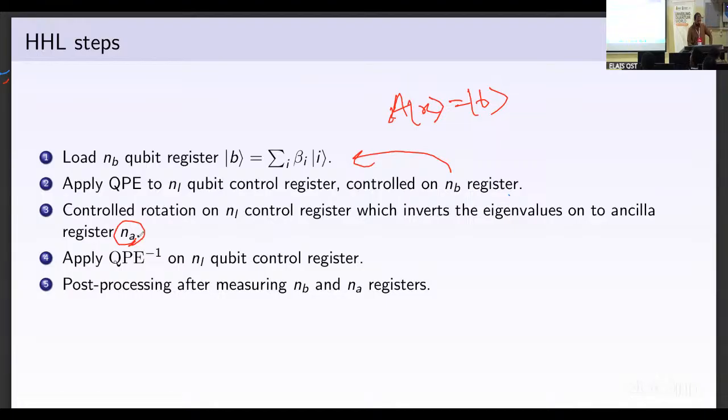This will help us to invert the eigenvalues of matrix A. And finally, we have to do an inversion of QPE. I will just explain why we need both QPE and QPE inverse to do the matrix inversion. So let's quickly move on to the circuit.